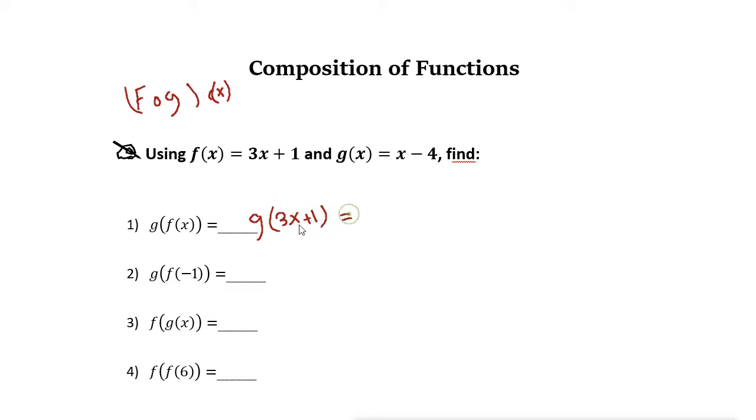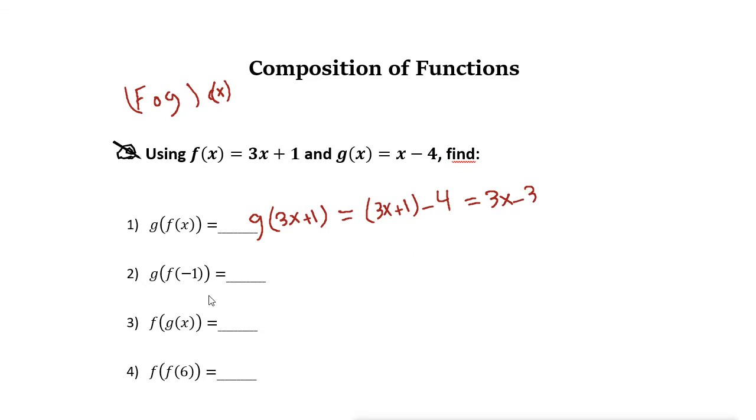Now, instead of x in g, if we want to solve it, we can see that g(x) is x minus 4. So instead of x, we need to plug in 3x plus 1. So g of 3x plus 1 is, instead of x, just write 3x plus 1, then the rest is just minus 4. Now if you simplify, 3x plus 1 minus 4 is 3x minus 3.